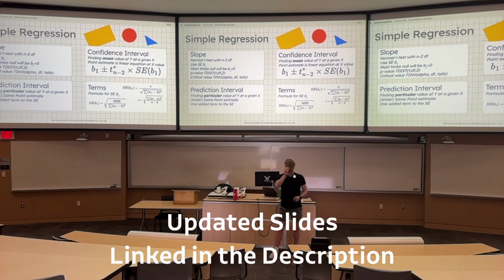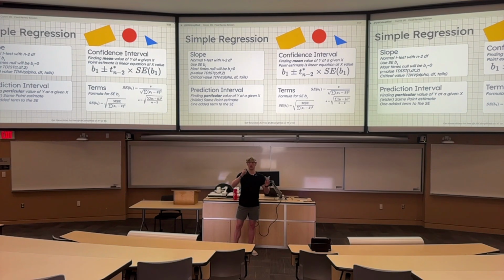So for the confidence interval, there's a different formula. That'll be up on the slide. So there's a different formula for the confidence interval to the prediction interval. The only difference is that for the prediction interval, you're trying to find a particular value of y as opposed to the mean value of y. And there's this really long formula for how to calculate the standard error for that. But for the prediction interval, you just add one more term under the square root. That's the only difference.